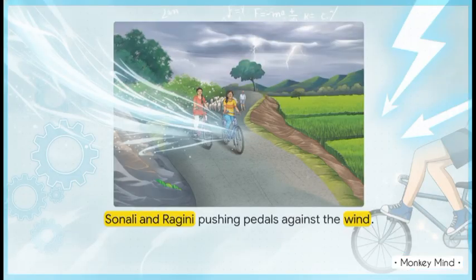Think about Sonali and Ragini from your textbook out riding their bikes. Imagine it's a super windy day, and the wind is literally pushing back right against them. To keep moving forward, what do they have to do? They had to push their pedals way harder just to fight against that wind. That is a perfect, everyday example of forces at play. They're exerting a push on those pedals to counter the push of the wind.